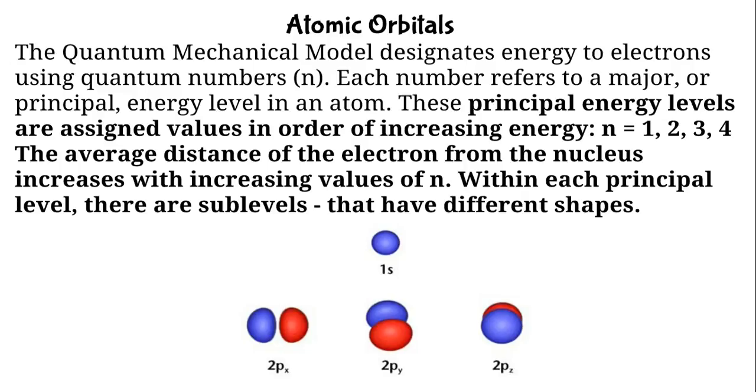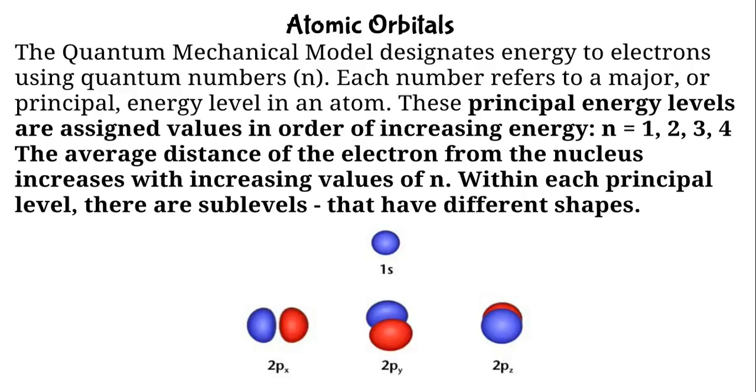The first thing you need to be aware of is the principal energy level. The rows on your periodic table, the periods that go across, represent your principal energy levels. So the principal energy level is denoted by the letter N, and it always equals a whole number. So N can equal 1, that's the first row on your periodic table. N can equal 2, that's the second row. N can equal 3, that's the third row. N can equal 4, and so on all the way up.